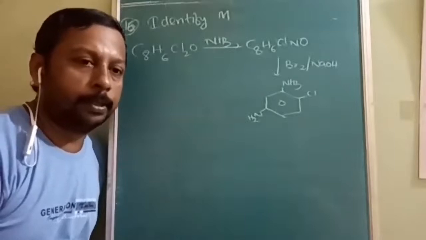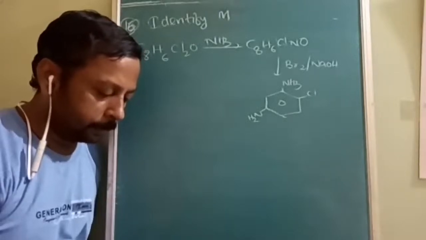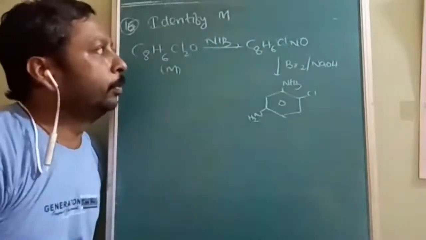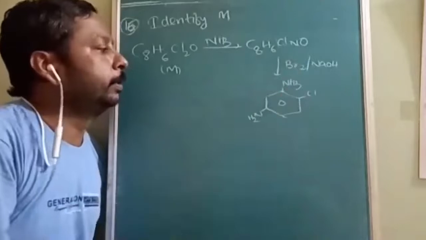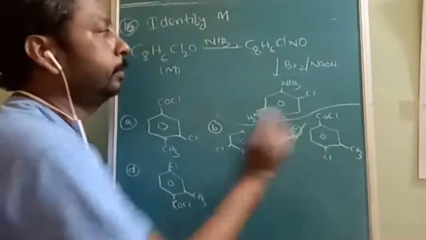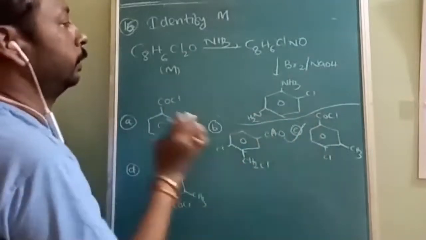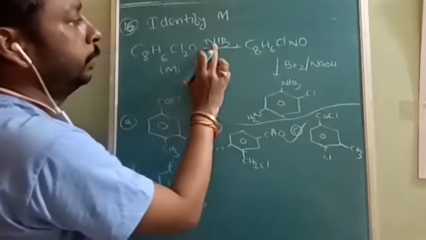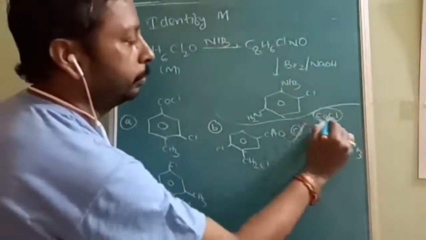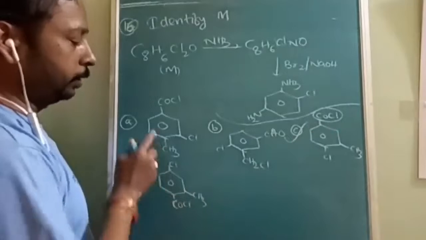Okay, next question: here you have to identify the structure of M. The starting compound reacting with ammonia gave this product, followed by this, and gave this product. What is M? Here the answer is C. See how you have to identify: two chlorines are there, one oxygen is there. When reacted with NH3, there is a loss of one chlorine. So that means this should be an acid halide. See, here it is not there. Here it is there.